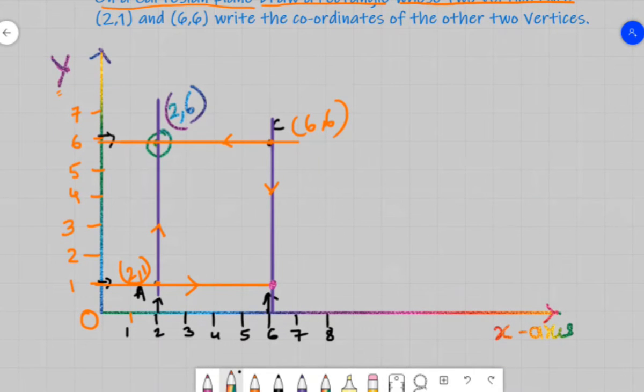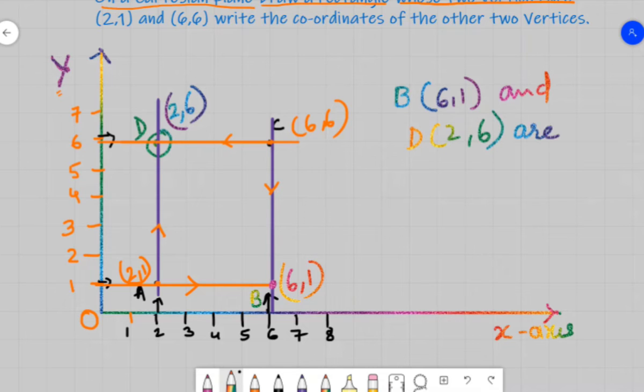See, this is 6 from the x axis and 1 from the y axis. Now see, this point is your B, this point is your C and this point is your D. Write the coordinates of the other two vertices. Now the other two vertices are B (6, 1) and D (2, 6).